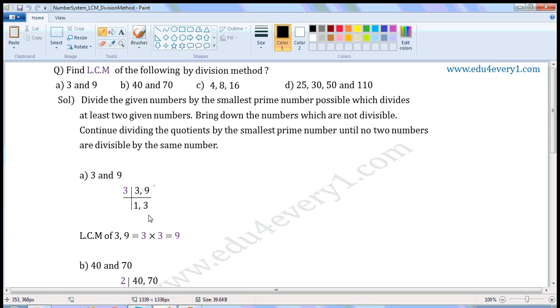The numbers left are 1 and 3. They do not have a common prime factor. So stop the process here. So LCM of 3 and 9 is equal to 3 into 3, 9.